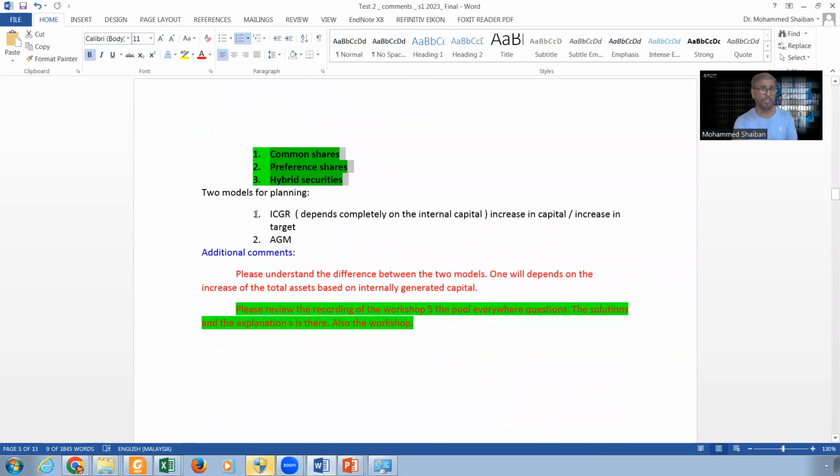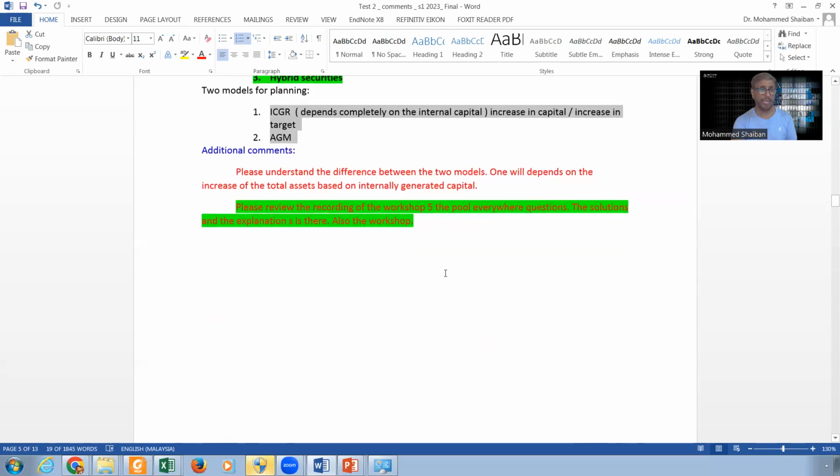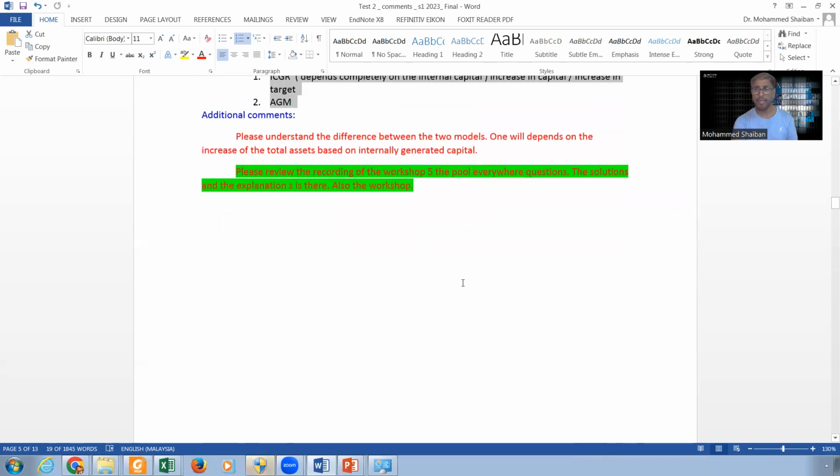As I told you, these are the 2 models, and you should be aware of their calculations. I will also upload the formula sheet for you where you can use them. Please understand the difference between the 2 models and how to calculate them.